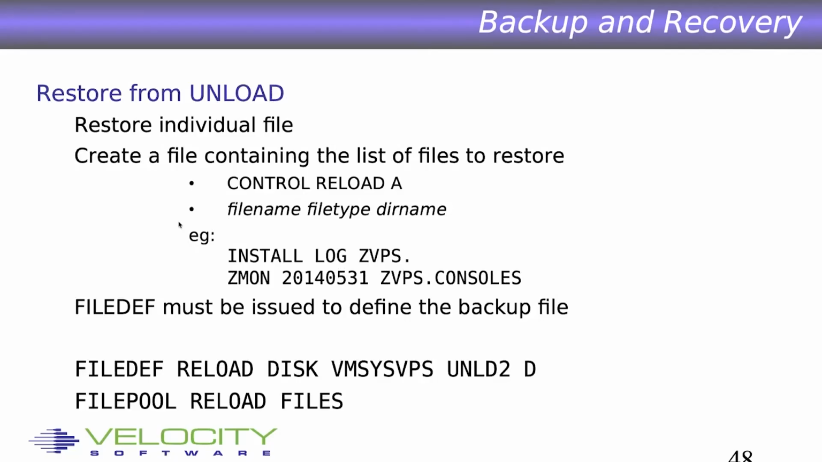And also with unload, we can restore individual files from an unload. So very much like before, we create a file containing a list of files to restore. In this case, the file name is control reload. And it works exactly the same: file name, file type, directory name. We issue the file def for reload, pointing to our backup, and then file def reload files, and it will look for this file and restore the files to their original directories.